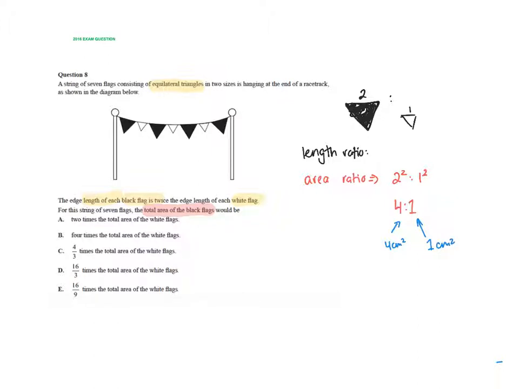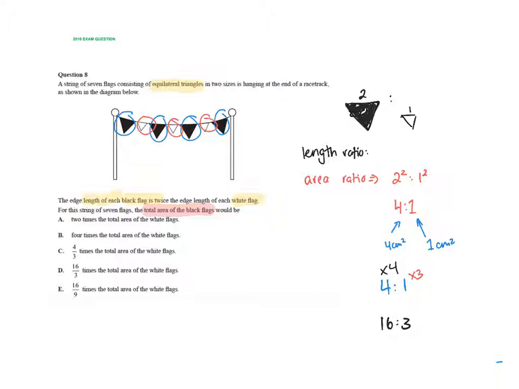But what you had to be careful of was, see here, you've got 1, 2, 3, 4. So the area ratio is 4 to 1, but we've actually got 4 black flags. And can you see we actually only have 1, 2, 3 white flags. So the area ratio in total for these two is actually 16 to 3. Can you see that? That was the trap, because there wasn't an equal amount of flags. So you had to be careful.